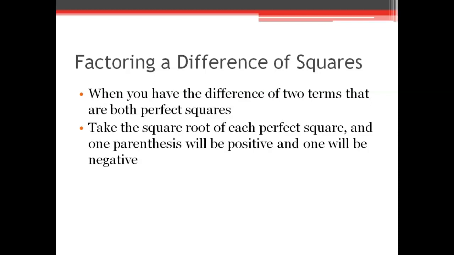and in one parenthesis, you'll have a positive, and in one, you'll have a negative. So we'll just put a plus in one and a minus in the other. And then you will, just like we've been doing for the other problems, set each factor equal to 0, and then solve for x.